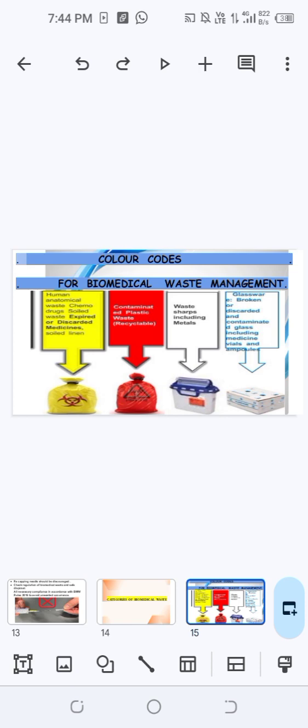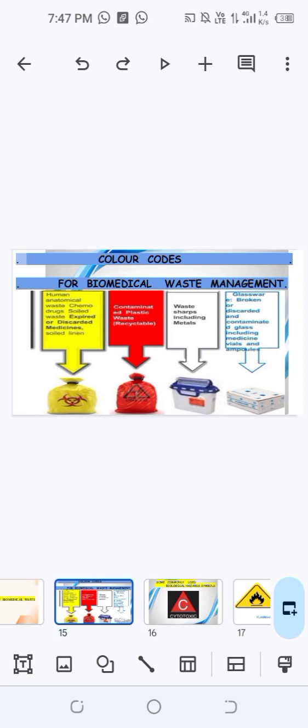Then coming to the white bucket, you can discard the syringes, needles, scalpels. Ultimately you can say you can discard all the sharp instruments, all the sharp things in the white bucket or in the puncture proof container. Even the lancets you can discard in this puncture proof container.